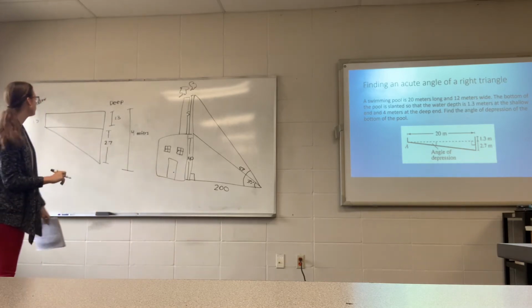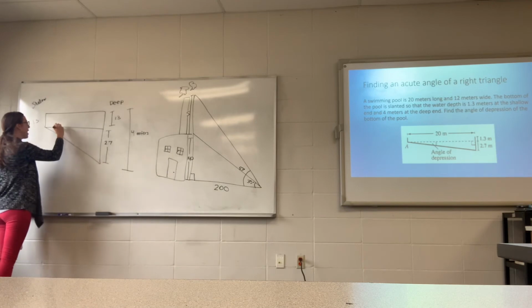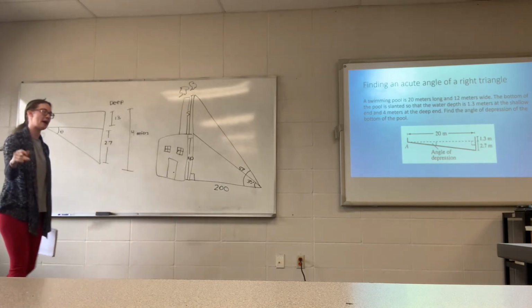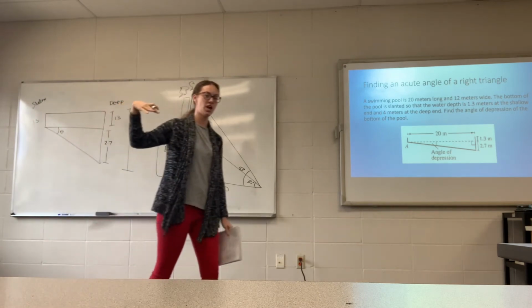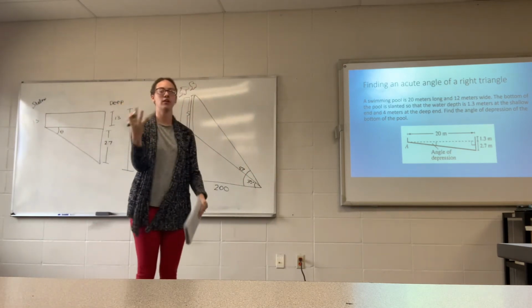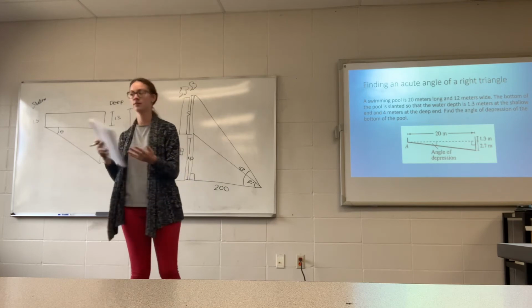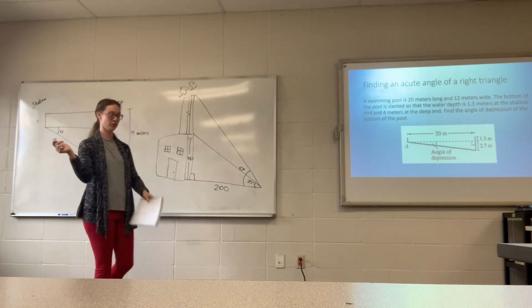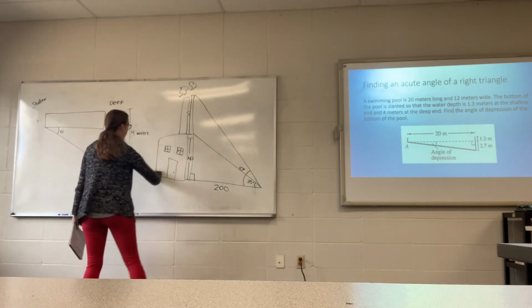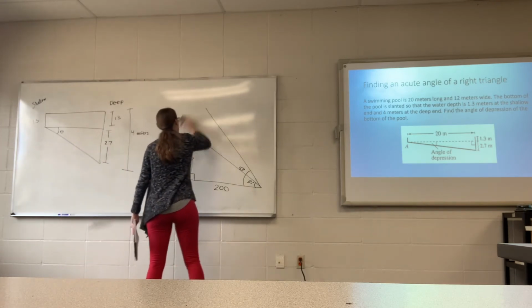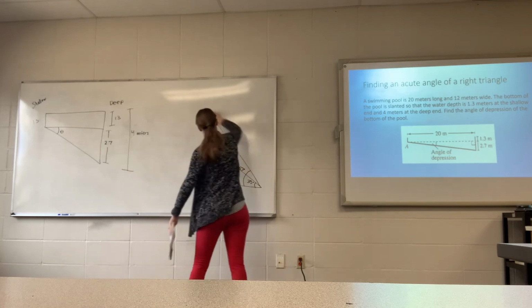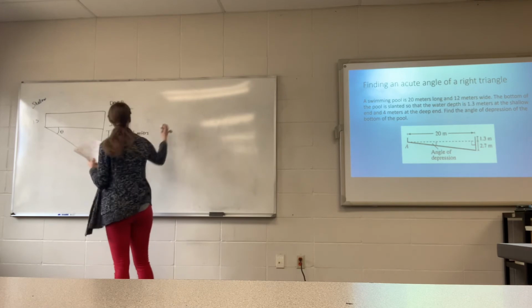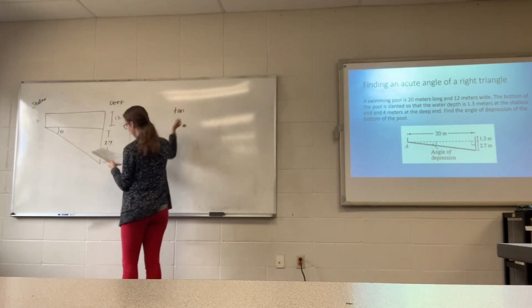So what I'm trying to do is find this angle of depression, where the pool starts slanting down from my shallow end to my deep end. I'm trying to figure out what that angle is. Any thoughts? Do tangent, okay, I like that.